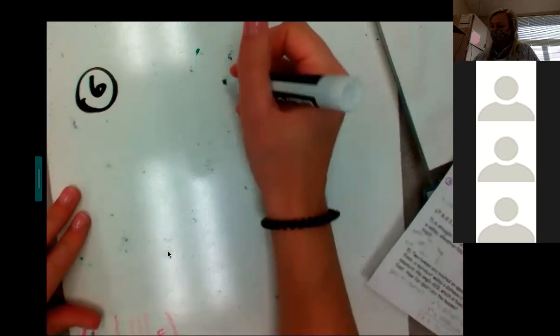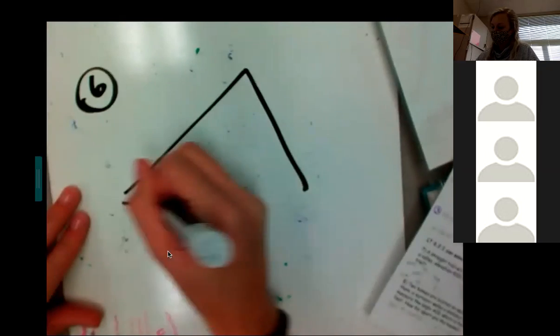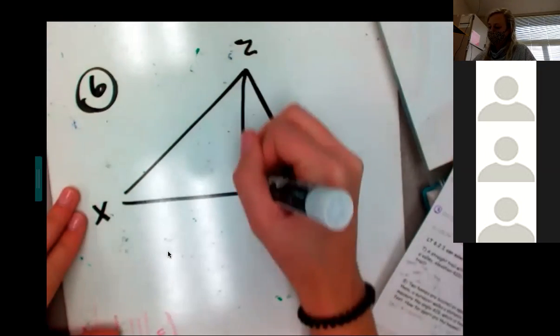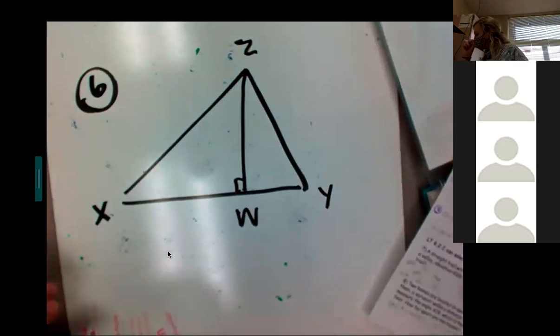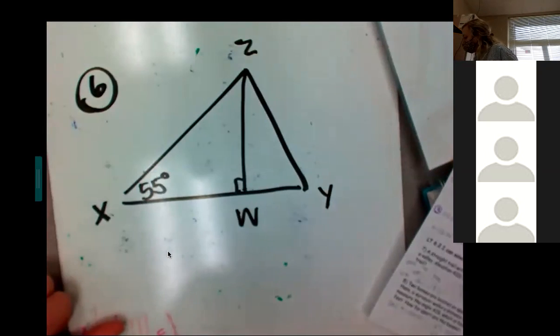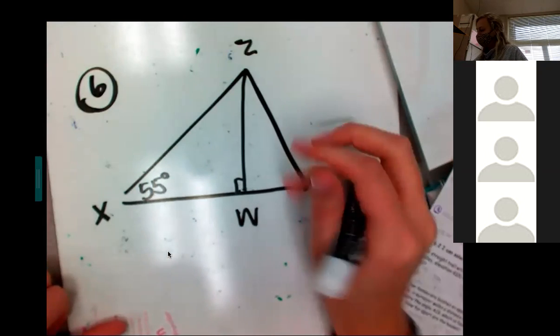All right, so 6. So we have X, Y, Z again with W in the middle. X, Y, Z, W comes down. Angle X is 55 degrees. Angle W, oh, that's not a right angle.